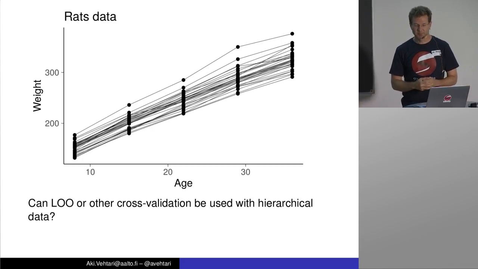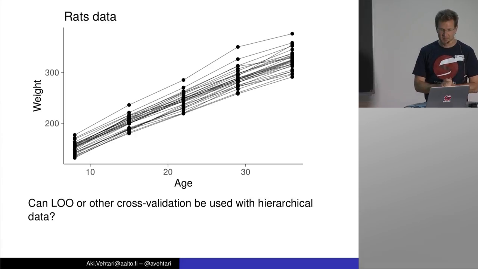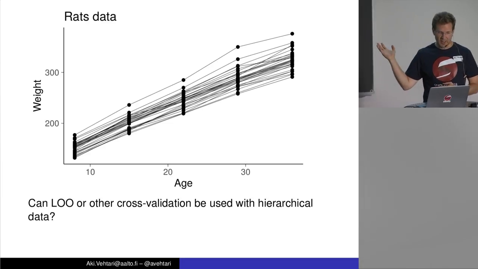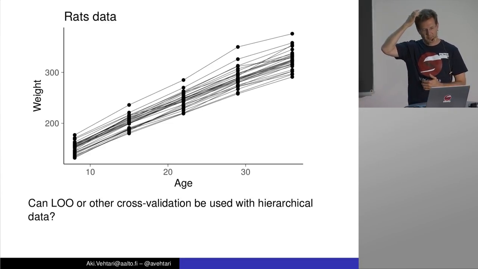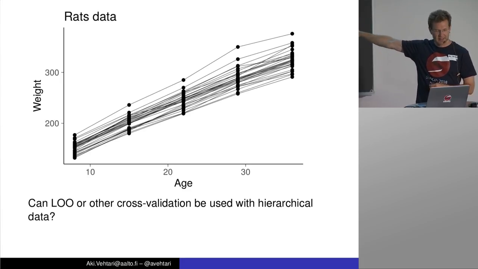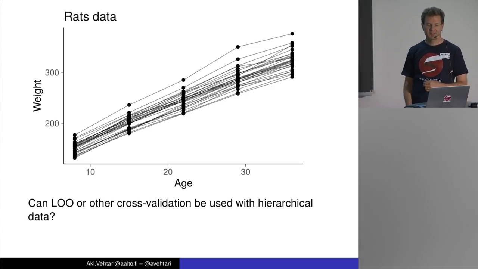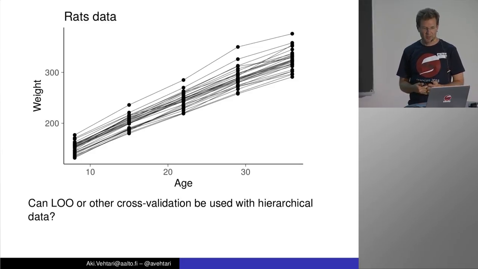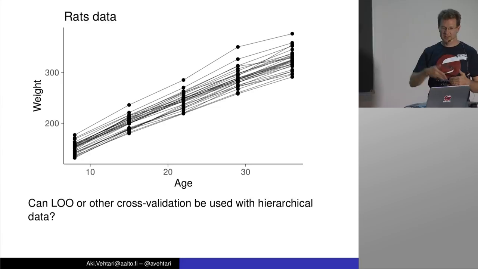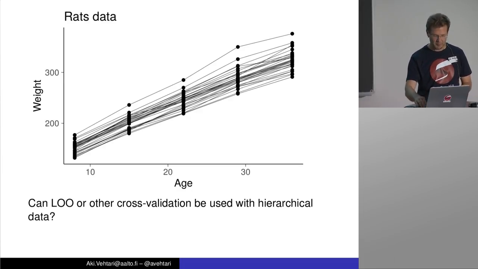Hierarchical models. Is leave-one-out valid then? Again, like in time series, we had different possible prediction tasks. This data is now, there are rats and the age is in weeks and there's a body weight. And you can see that clearly if the young rat was already heavier, they will stay heavier. Maybe there's even also that the heavier keep growing faster. So there might be slight differences in the growth rate also.